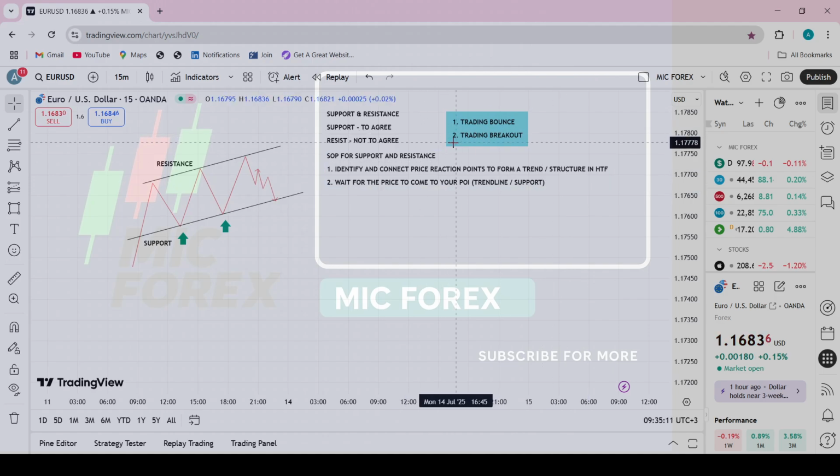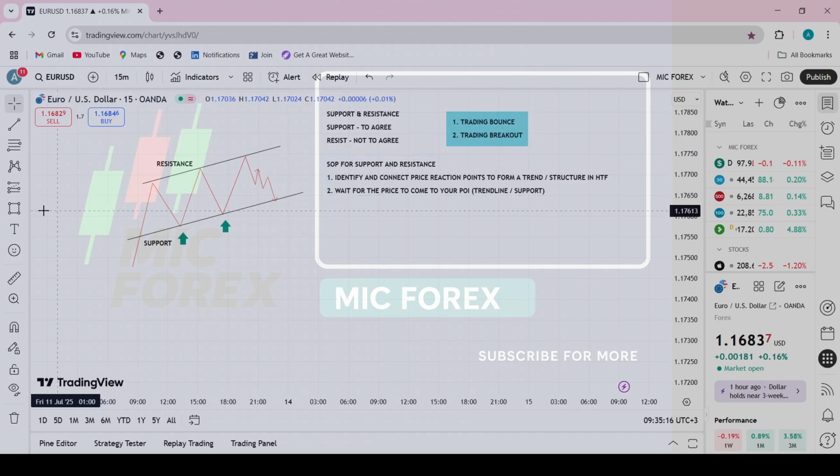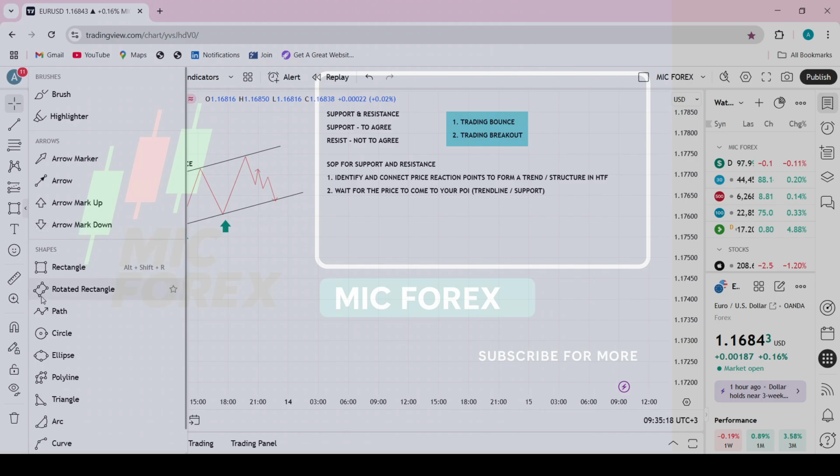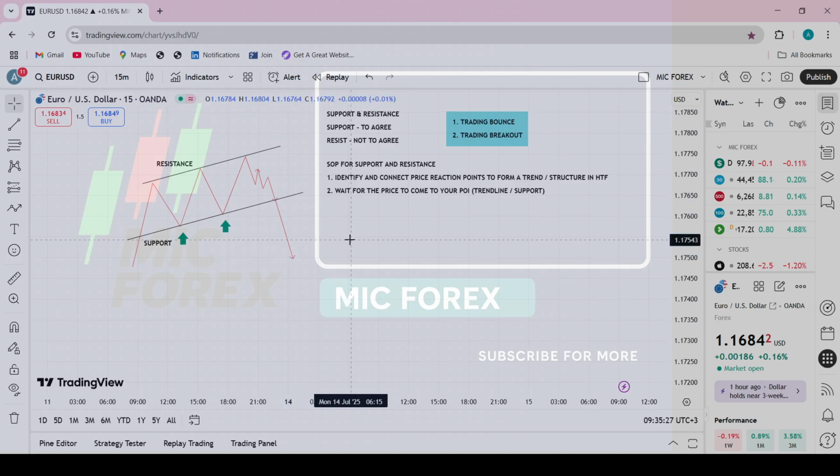Now, you can trade bounce. You can trade breakout. A bounce means that the price is going to touch here and then bounce back. We have a way to trade that. There are some instances where the price might just come and break out like that. Do you just sit down and do nothing? No. I also teach you how to trade breakout, but not in this particular video. So today we are going to be talking about support and resistance, trading bounce, or the price bouncing.